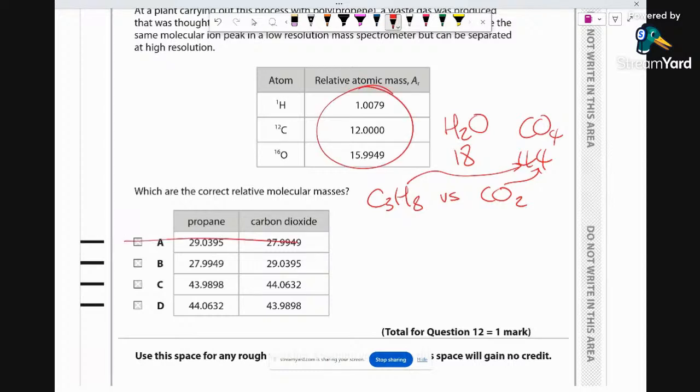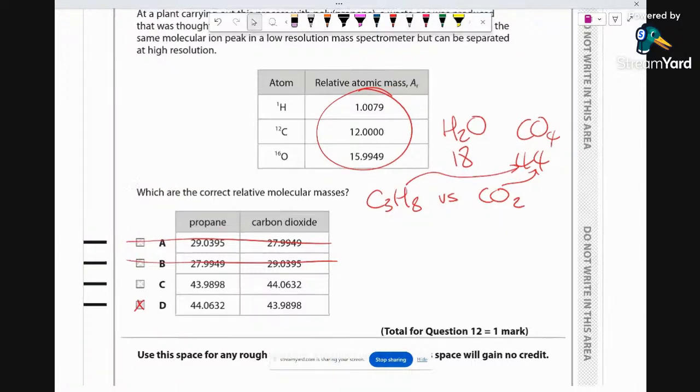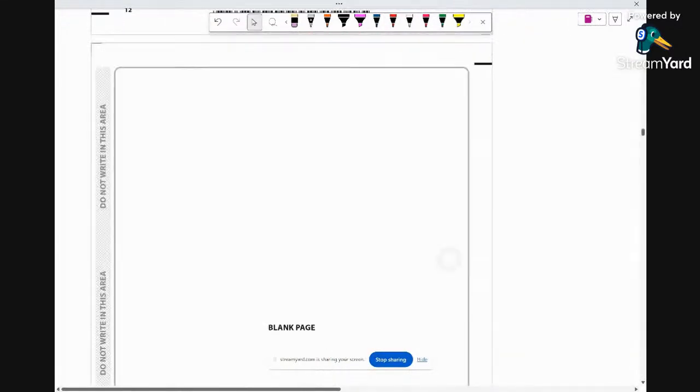By the way, this immediately scraps A and B, because we need to be similar to 44. So let's just pick one. Let's do propane. No, carbon dioxide's easier, fewer atoms. Carbon is 12.000 plus 2 oxygens, so plus brackets 2 times 15.9949, close brackets, gives me 43.98. And there's my answer of D. Nice. That was a nice, easy question. I'll take that all day long.